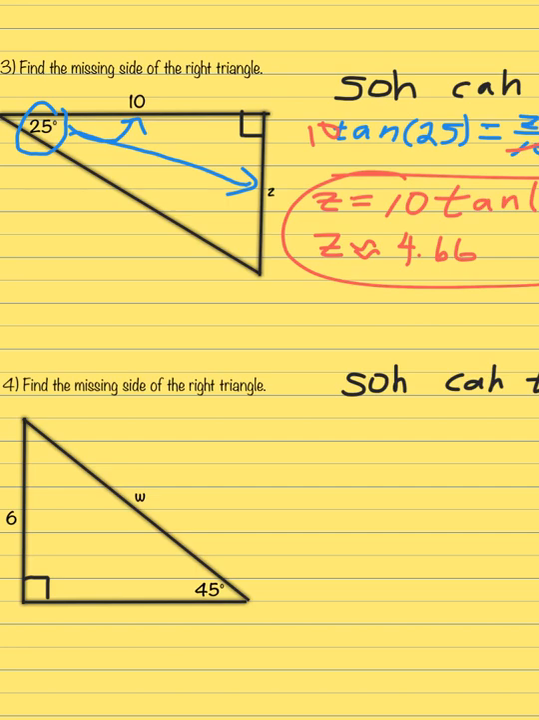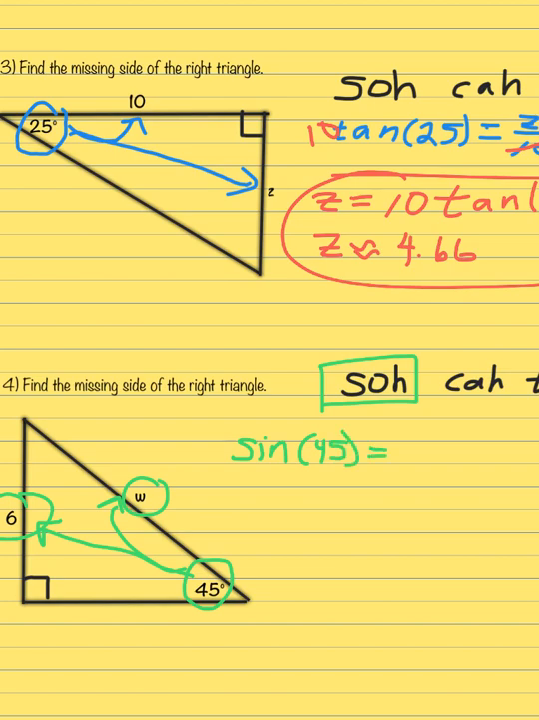Question number 4, same thing. We find the angle we know, which is the 45 degrees, and we want to find the w. So what are the sides that we know in relation to 45? That would be the 6, which is opposite, the w, which is the hypotenuse. So now when we set this up, opposite and hypotenuse, that is SO. Sine of my angle measure equals opposite 6 over hypotenuse w.